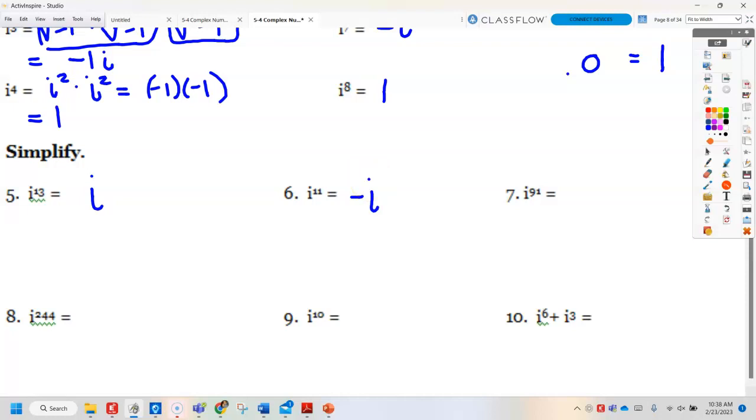Okay, 91. 91's a little harder, it's a little bigger, right? So 91, I know in my head 88's a multiple of 4, because I know 88 divided by 4. 89, 90, 91. So that's how I know 91 is the same as i cubed, which is negative i. Again, take 91 divided by 4, you get 0.75. That also tells you negative i.